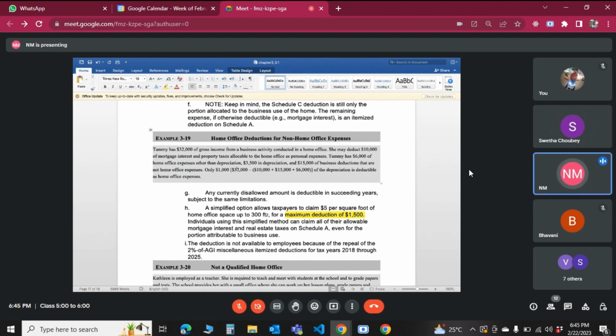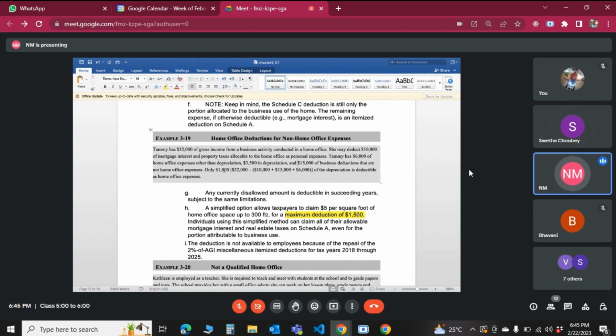Can you explain what is happening here? This 32,000 is the gross income. What is that she can deduct? She can deduct 10,000 of mortgage interest because that much is allocated to home office. Then also 15,000 of business deduction that are not home office, so that can be taken, and also 6,000 of home office expenses. After deducting all of that, this is coming to 31,000. So they are left with only 1,000.